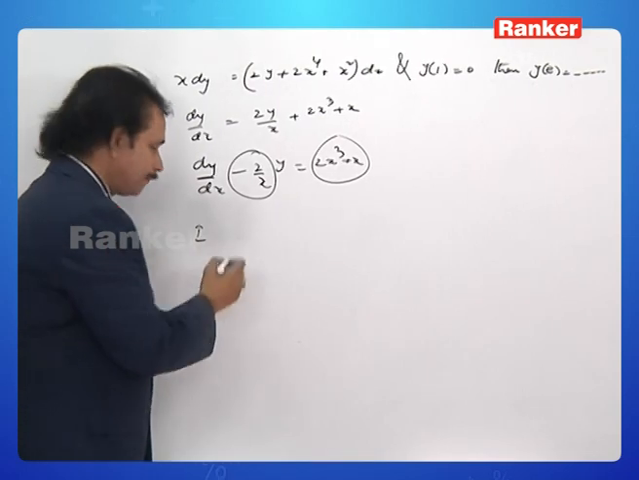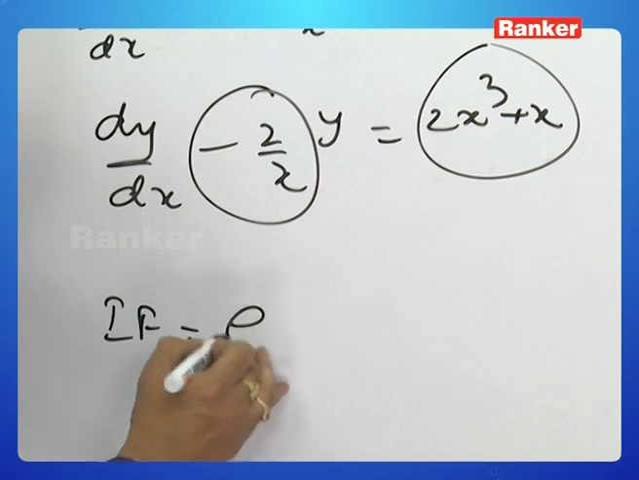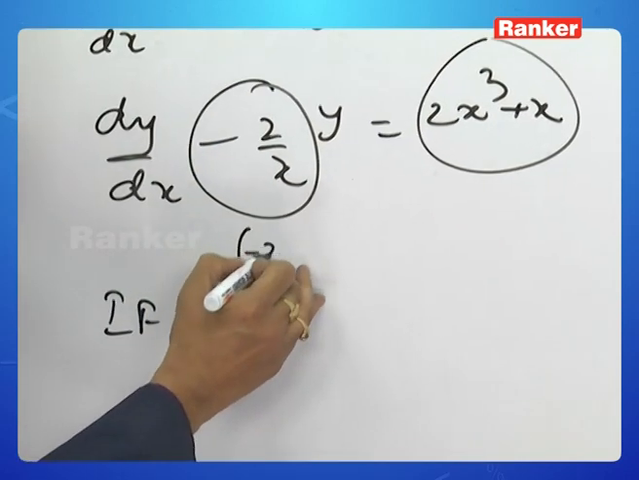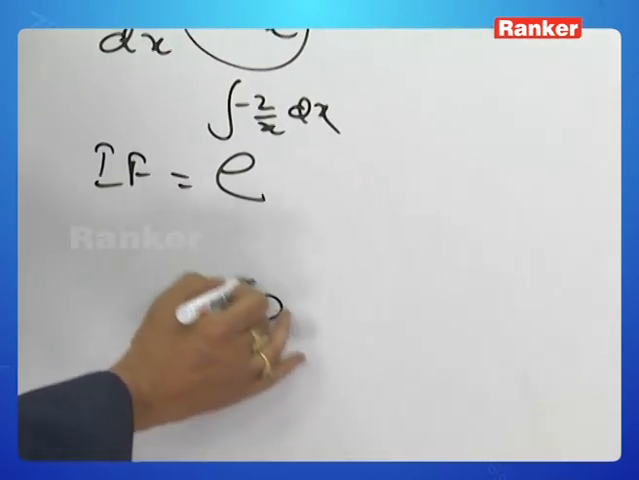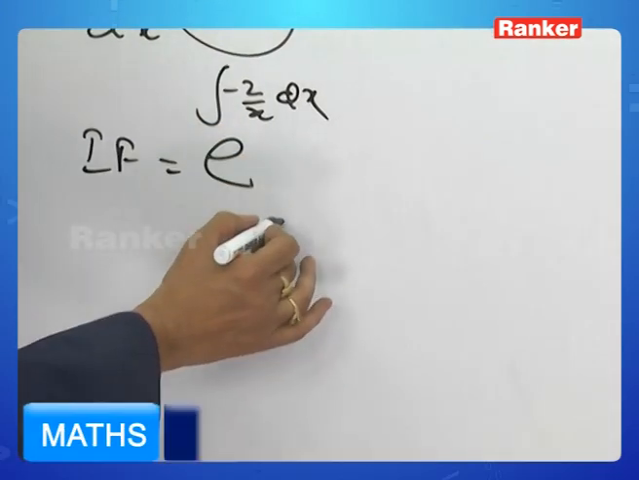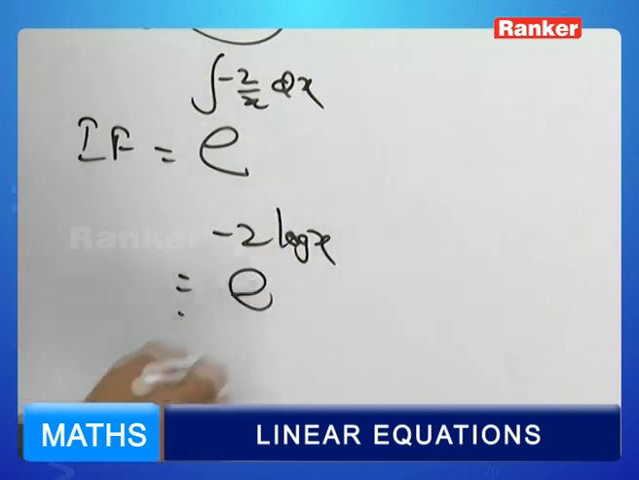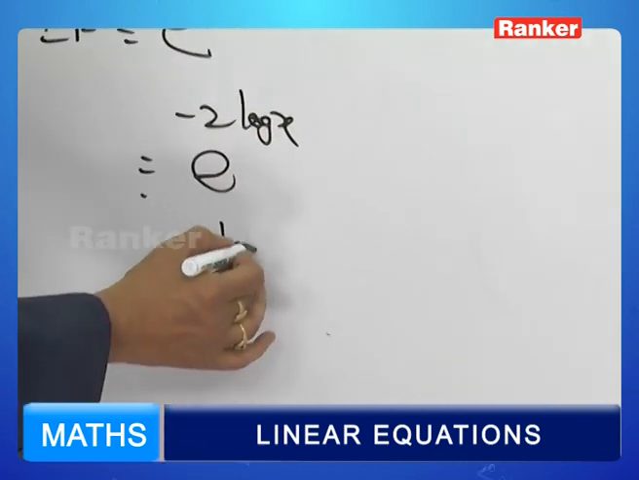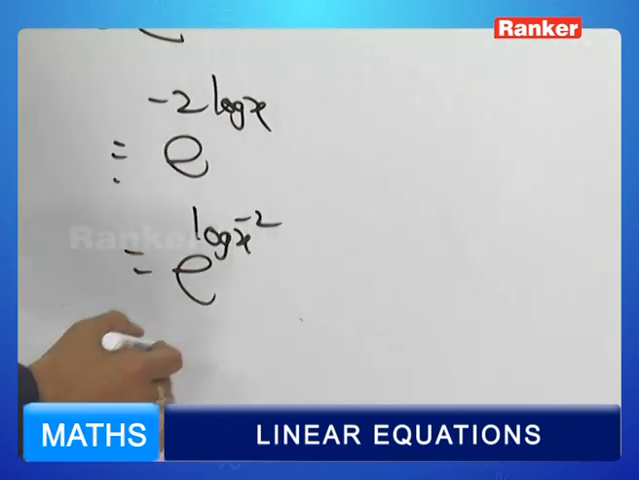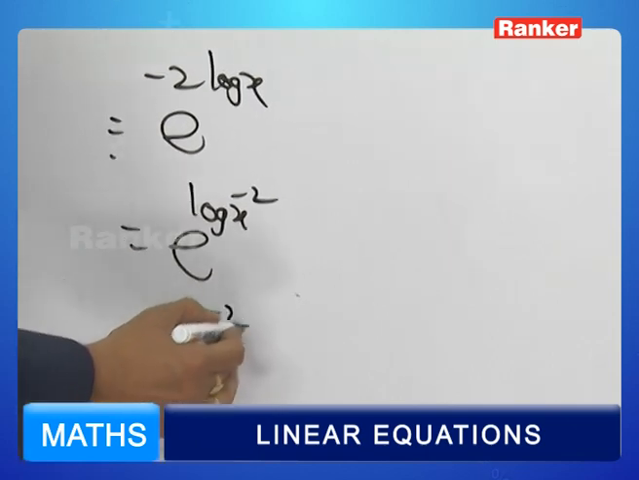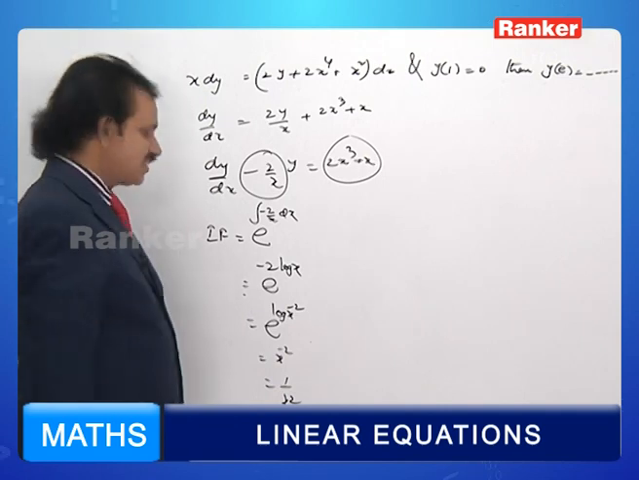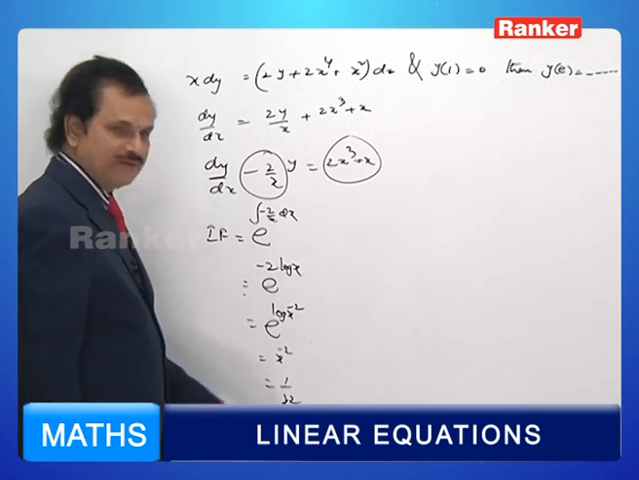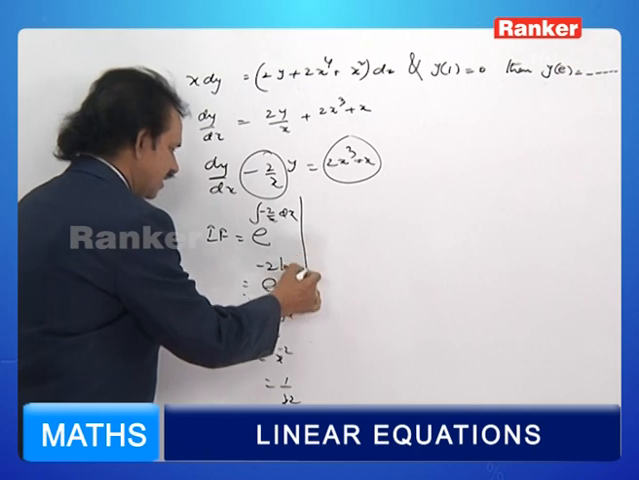Let us start. IF is equal to e power integral P dx, minus 2 by x dx, minus 2 into, for 1 by x it is log x, is equal to e power log x power minus 2, is equal to x power minus 2, is equal to 1 by x square. You please notice that IF is 1 by x square.